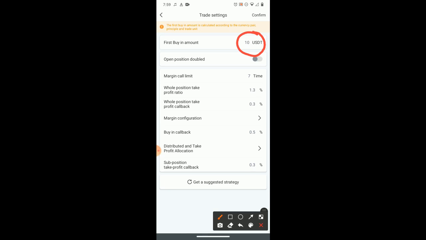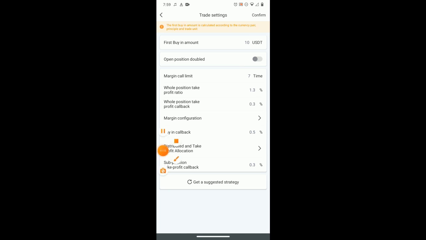That is that. Then 2, open double position. Please don't enable this. Leave it the way it is. Because if you click it open, it means that instead of the bot placing a trade of $10, it will place a trade of $20 for you. Why? If I want to place a trade of $20, I would have just typed it here, 20. Do you not get it? So this is just an added advantage from the bot. So don't click it. This margin call limit is 7. Let us leave it that way. I will explain that to you later.